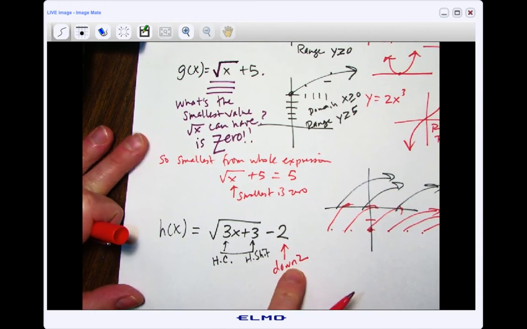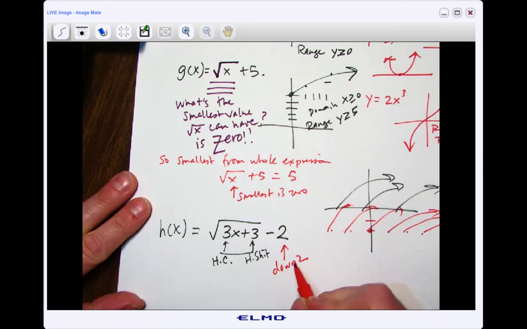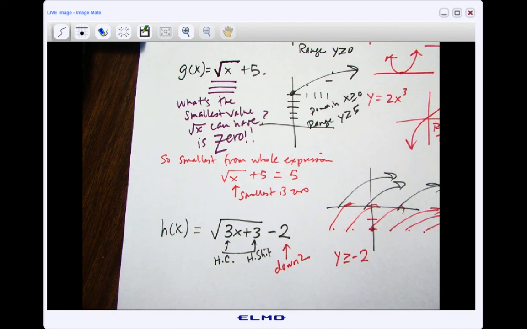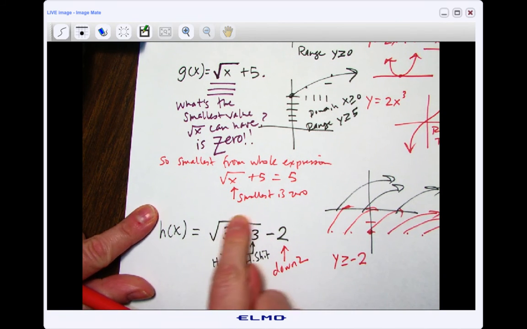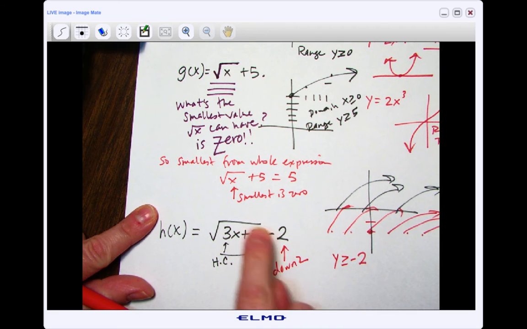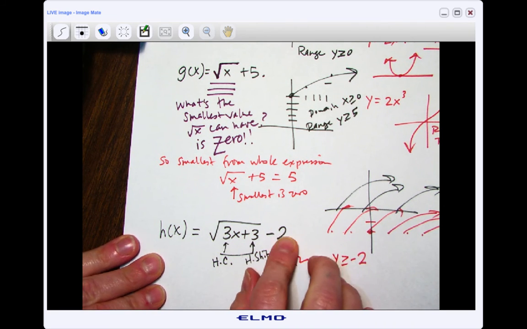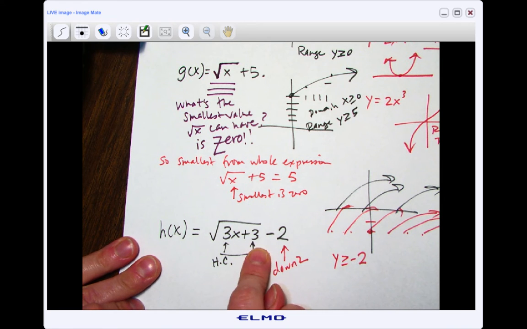Okay, so this is going to be a down 2. So what's going to happen is, that means the smallest value I'm ever going to have is y has to be greater than or equal to -2. Okay, and again, what's the smallest thing I'm going to get out of here? 0. So that means this would be a -2, if I put in the smallest I could.